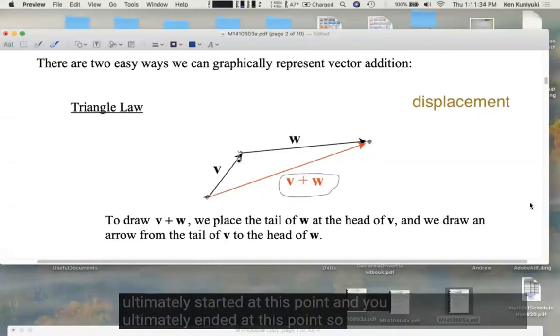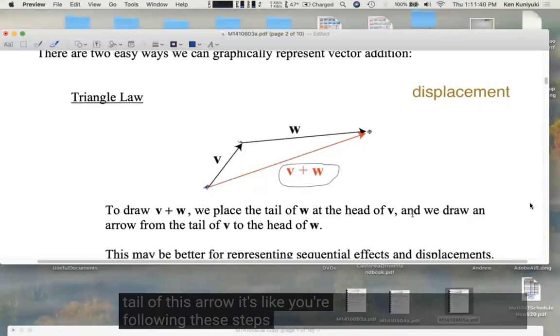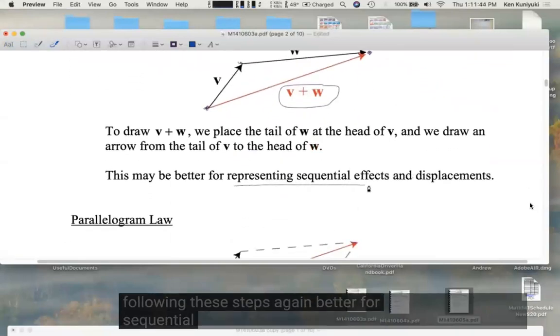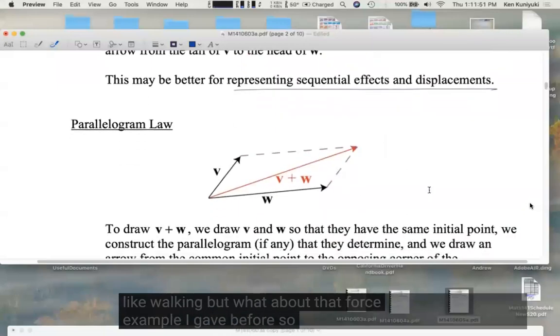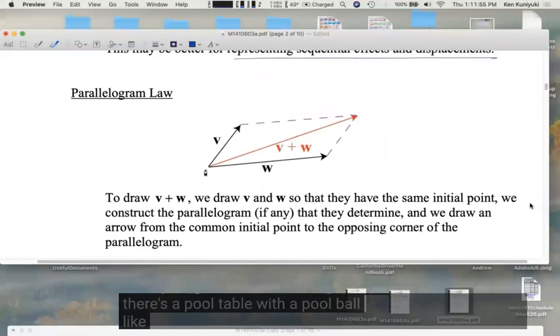So the head of this arrow is attached to the tail of this arrow. It's like you're following these steps. Again, better for sequential effects and displacements, like walking. But what about that force example I gave before? So imagine that there's a pool table with a pool ball, like the white cue ball, for example.